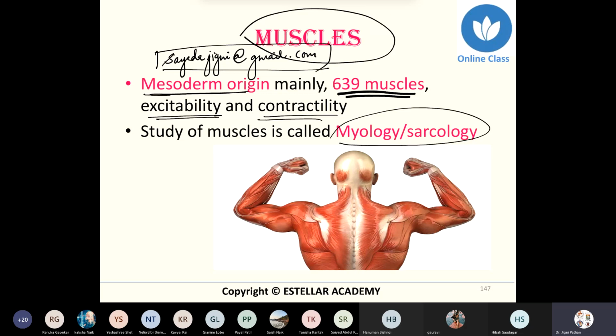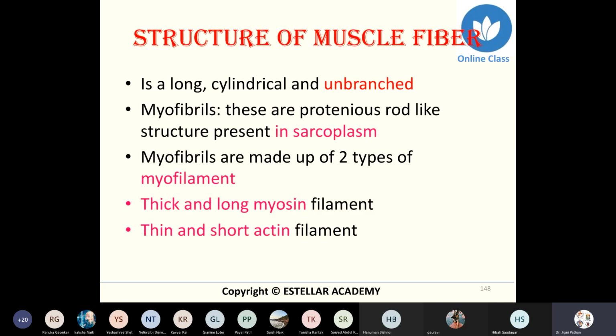Anyway, it's the structure of muscle fibers. We need to do the structure of muscle fibers. The basic thing, I'll let you know, is that it is long, cylindrical, and unbranched. Unbranched means it is not showing any kind of branching.